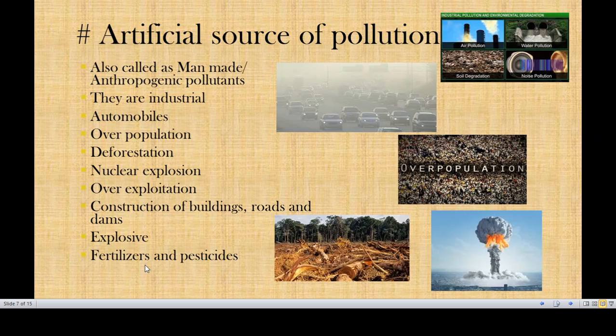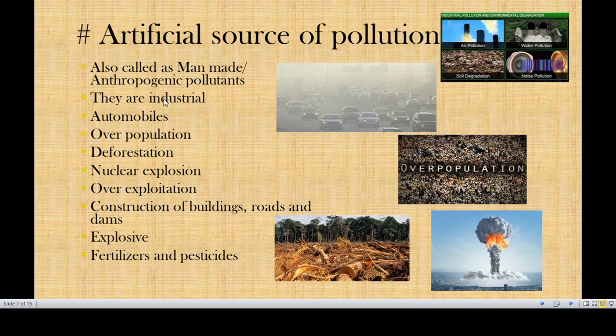Second, we'll go on to understand what we mean by artificial system. Okay, now when we are talking about an artificial system, of course we are talking about the creation of pollutant because of man, because of human beings, and hence it is also called, as I said, anthropogenic pollutant. Okay, so you have to keep this term very clear in your mind that it is man-made or anthropogenic or artificial.